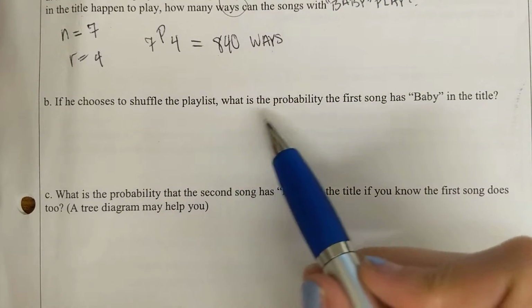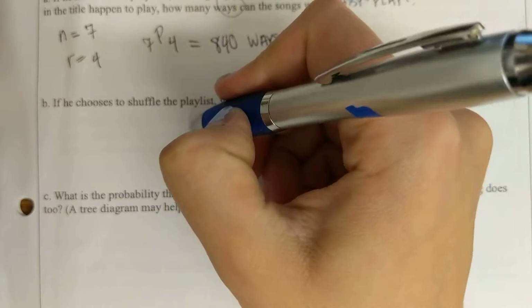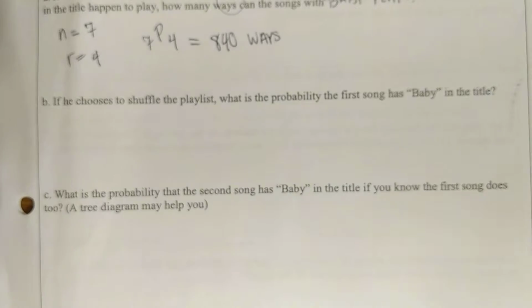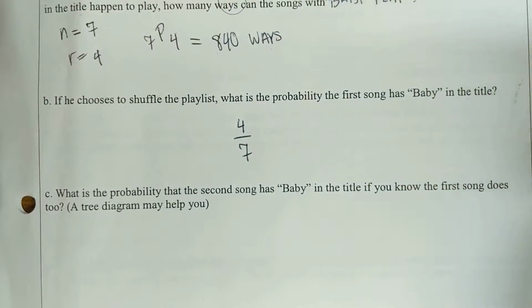If he chooses to shuffle the playlist, what is the probability the first song has baby in the title? Okay, that's easy, straight up probability. 4 baby songs, 7 total songs.